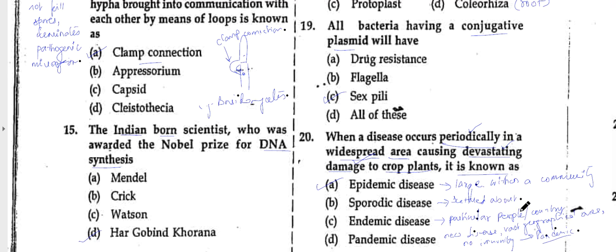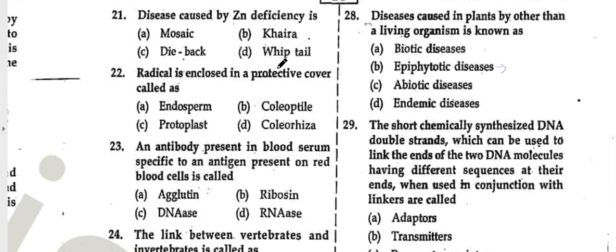Clear? So here the question was, when a disease occurs periodically in a widespread area causing devastating damage to crop plants, it is known as epidemic disease. Question number 21 is the disease caused by zinc deficiency. Now this is a very common question which is asked very frequently. The disease caused by zinc deficiency is Khaira disease.